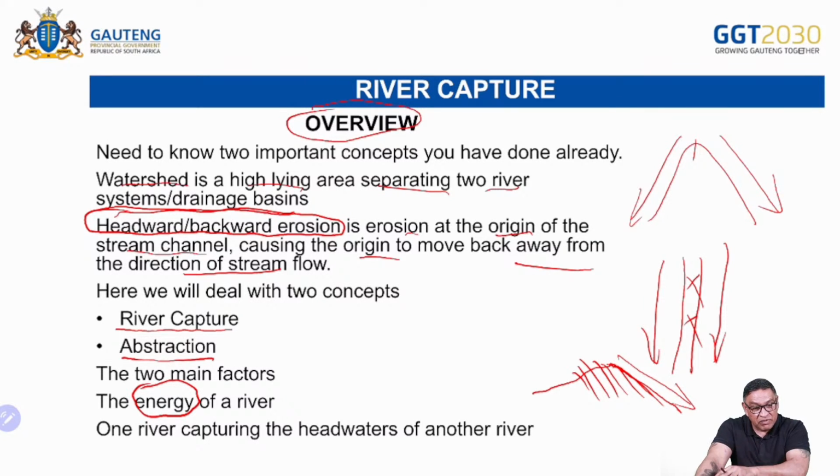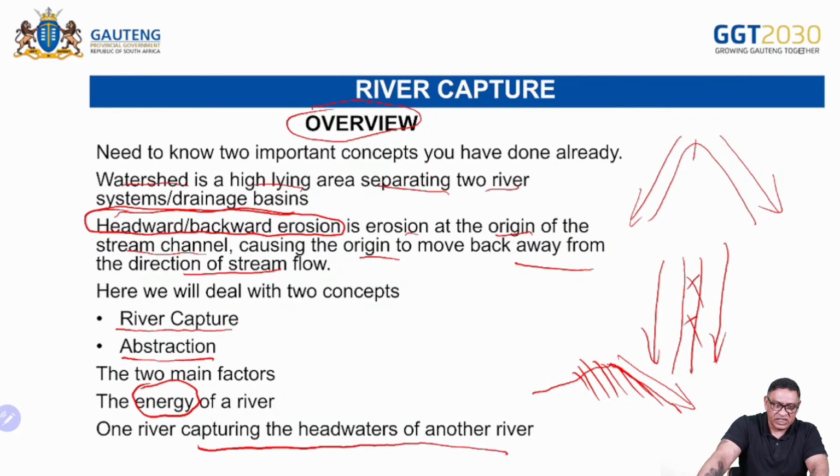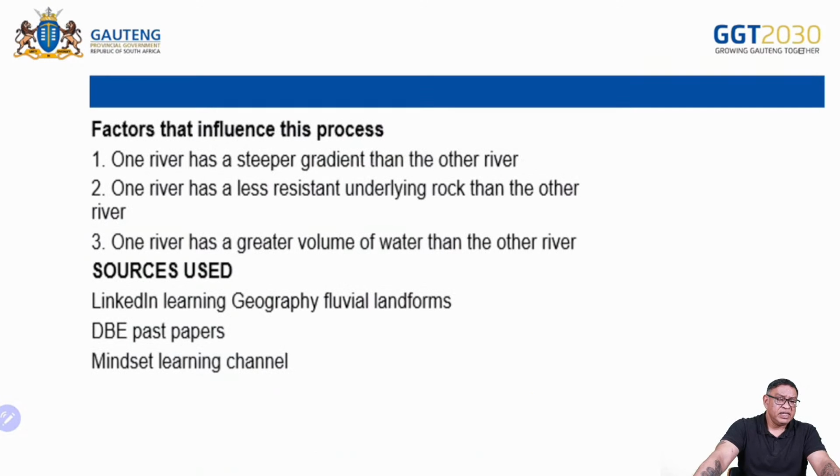When one river will have more energy than the other, we look at reasons why they would have more energy. Of course, because of this energy, that energetic river will capture the headwaters of the less energetic river. So this is an overview of it. Now we're focusing on that energy. Let's look at why one river will have more energy than the other.